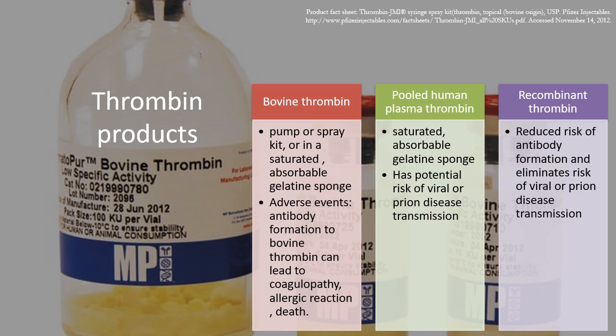The second type of thrombin is the pooled human plasma thrombin. This is delivered via saturated absorbable gelatin sponge, and it has a potential risk of viral or prion disease transmission. Finally, the recombinant thrombin type. This has a reduced risk of antibody formation, and it eliminates the risk of viral or prion disease transmission. So, in comparison with the bovine thrombin and the pooled human plasma thrombin, the recombinant thrombin has an upper edge.